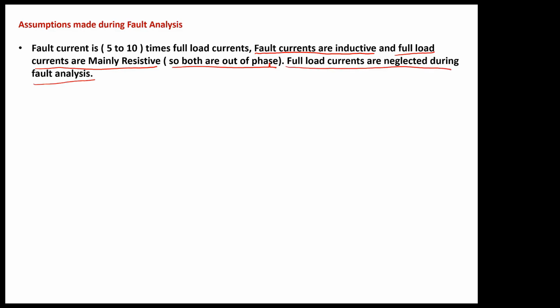Full load currents are neglected during fault analysis. To make fault analysis simpler, we neglect the full load currents during short circuit fault analysis. The two main reasons why we neglect the full load currents are: first, the magnitude of fault currents is very high when compared to full load currents. Second, full load currents are mainly resistive, whereas fault currents are mainly inductive. So there is a phase difference between them.